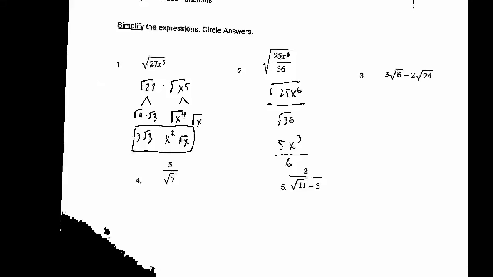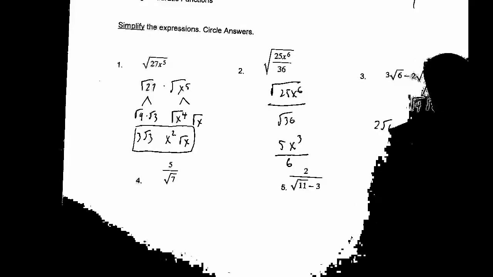3 root 6 minus 2 root 24. In order to combine these, we have to have them written in the same radical, the same square root. And right now they're not, right? One's root 6 and one's root 24. So we cannot combine these right now. But what we can do is simplify root 24.